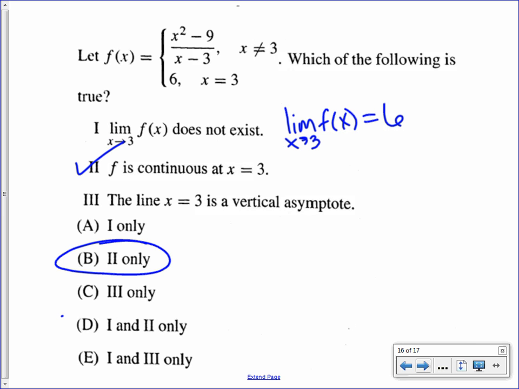Yes. If we look at the limit from the right and the left, we see that it is 6, and it equals 6. First of all, this is x plus 3 times x minus 3 over x minus 3. Those cancel, so we have a hole at x equals 3. The limit from the right and left is 6, so the limit exists. Our function value, f of 3, is also 6. Since the limit is 6 and our function value is 6, we are continuous.